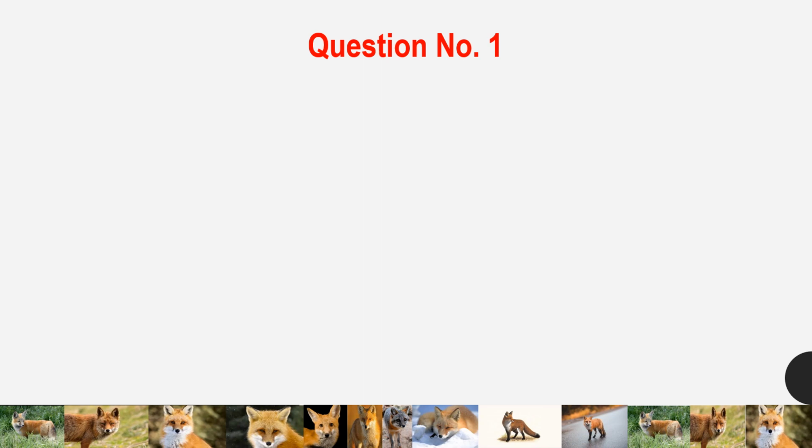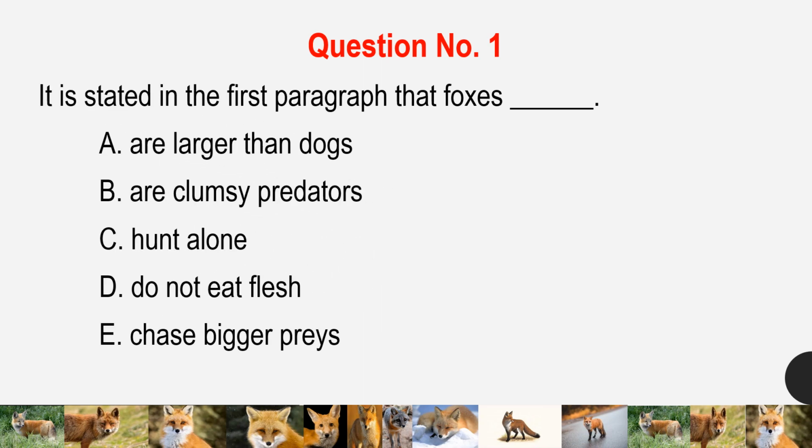Let's start to answer. Question number 1. It is stated in the first paragraph that foxes: A. are larger than dogs, B. are clumsy predators, C. hunt alone, D. do not eat flesh, E. chase bigger prey. To answer question number 1 correctly, let's go to paragraph 1.